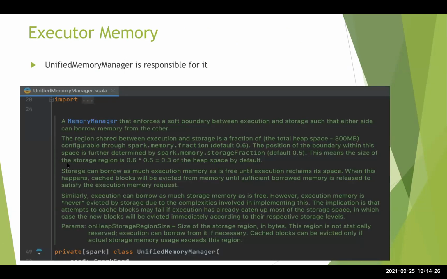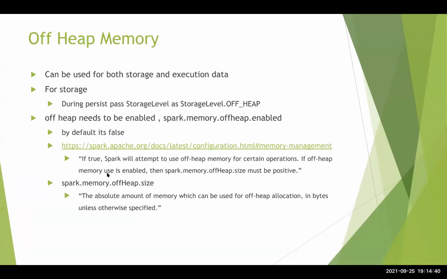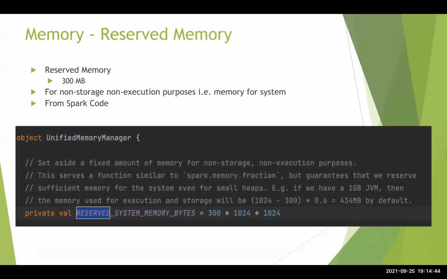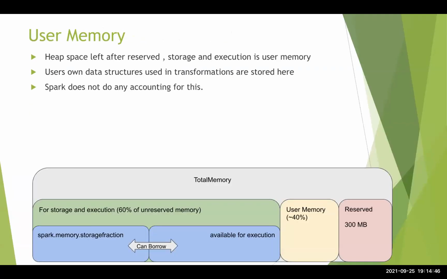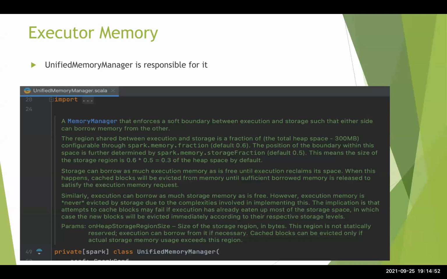I have the Spark code, so I've taken some of these things from the Spark code itself. The executor memory is handled by UnifiedMemoryManager.scala, which is responsible for this. I think I have a couple more slides, and I will stop here. I'll cover reserved memory and user memory, and stop there. Off-heap memory I will cover next time. So let's go through these 3 slides very quickly. I will just read them out.